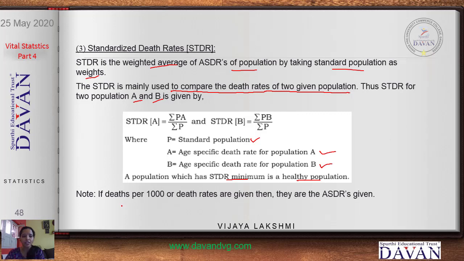Now sometimes in the question they may use these words. If deaths per thousand or death rates are given, then they are ASDRs. Okay. Sometimes in the table, rather than giving the population as well as the death column, they can directly give you deaths per thousand or death rate. If you come across these words in the problem, then it's nothing but the ASDR given in the table. Okay, as we see and work on the problems, you will get a clear idea of these things.